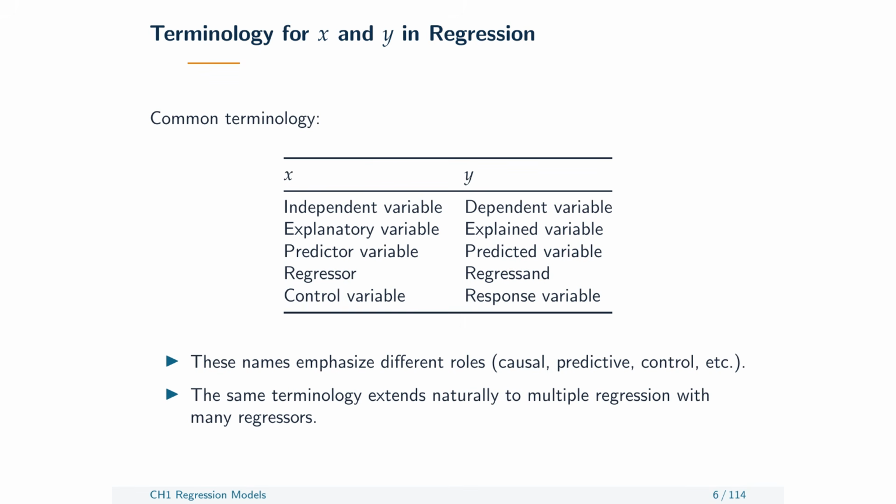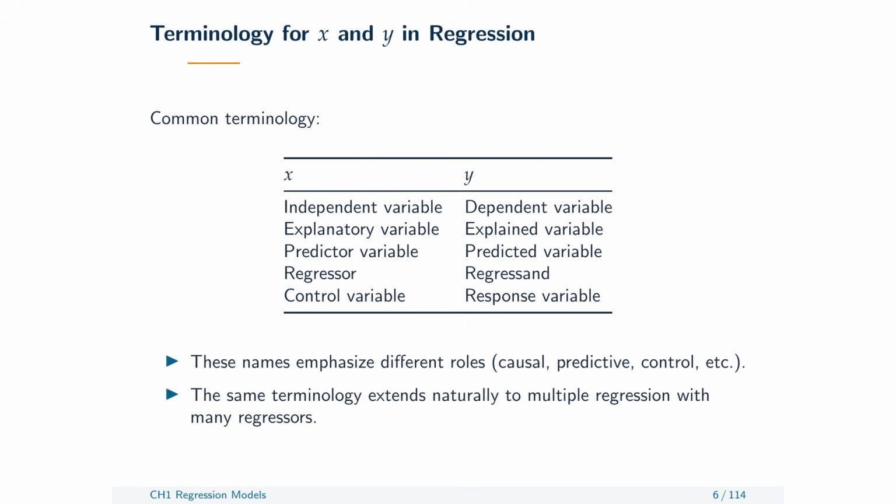Econometricians use several names for the same roles. X may be called an explanatory variable, predictor, regressor, or control. Y may be called the dependent variable, response, or regressand. These labels do not establish causality. Calling x an independent variable does not prove that changing x would cause y to change.